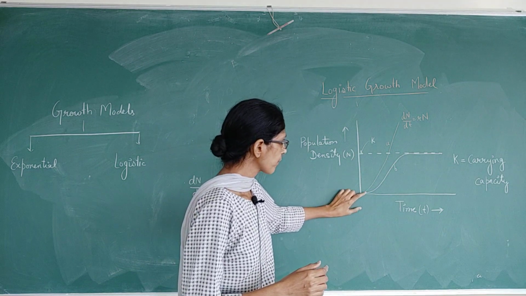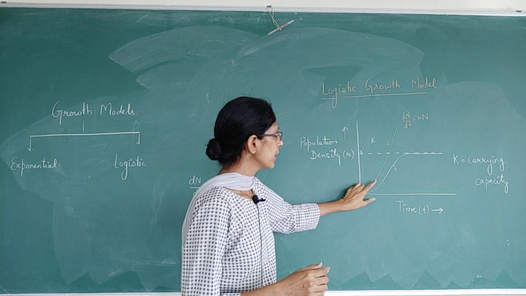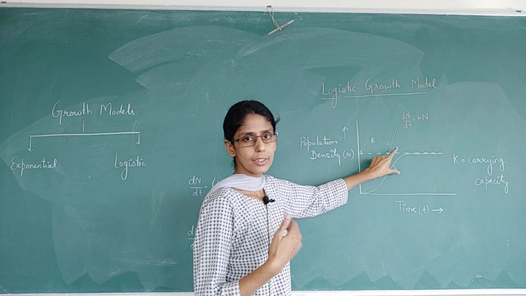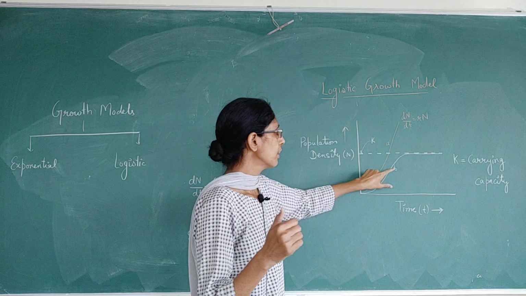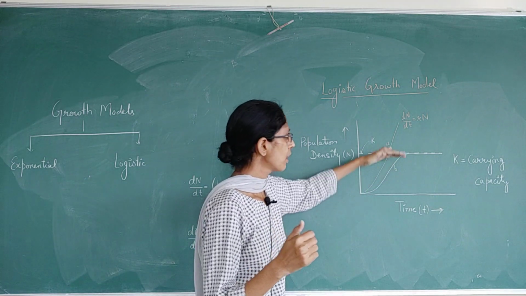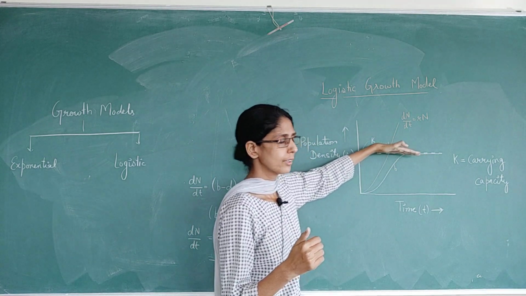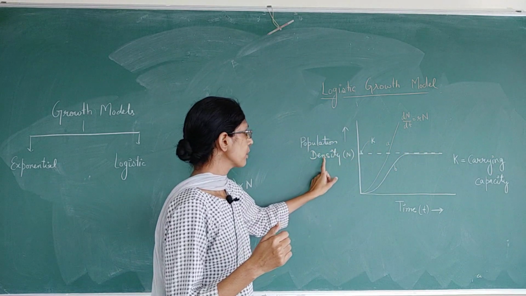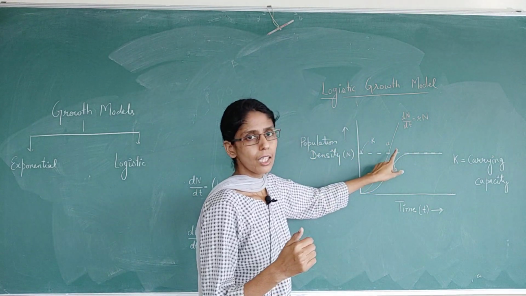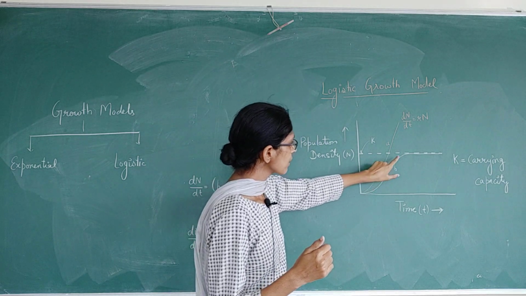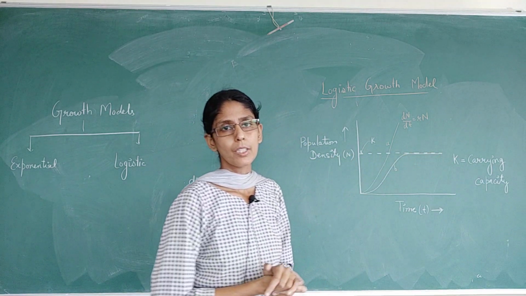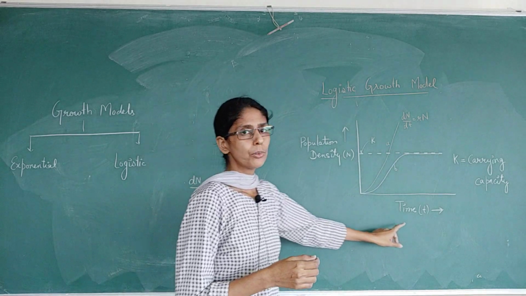Here you can see that initially there is an increase, and this increase is not infinite, like there is a limit to this increase up to this level. Here you can see a line, up to this level the population density is increasing, but as it reaches this level, what will happen? The population density will become stable with respect to time.